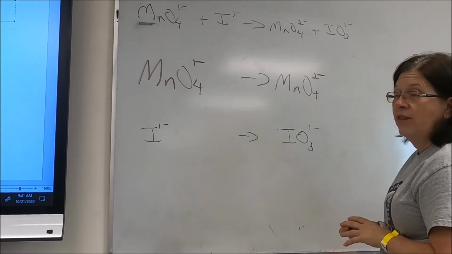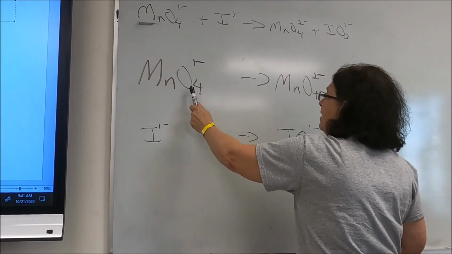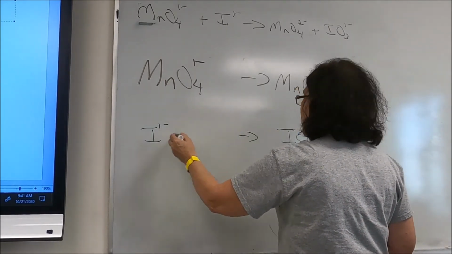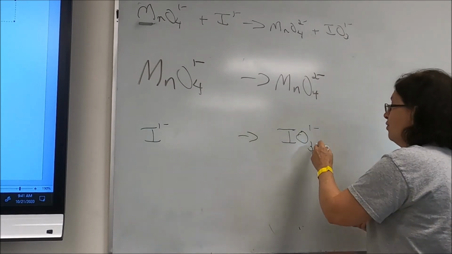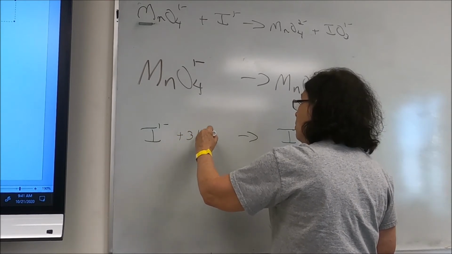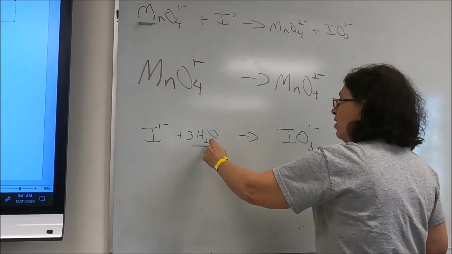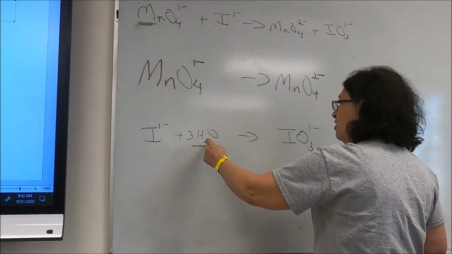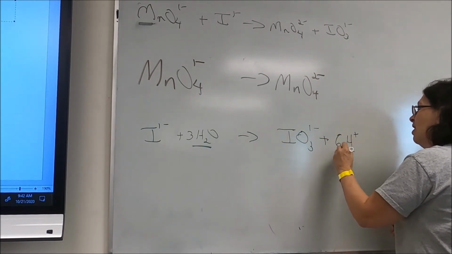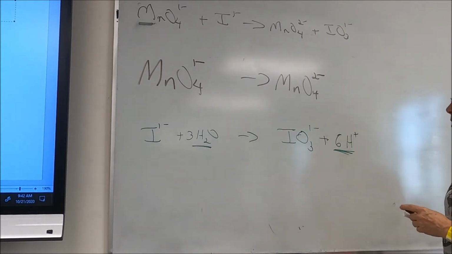Okay? Now, first thing I want to do is balance out elements. Well, in this top one, 1 manganese, 4 oxygens, we're good. Down here, I have 1 iodine, that's fine, but I have 3 oxygens here. So on this side, I'm going to have to add 3 waters. Okay, I added in 3 waters. Now when I added in 3 waters, that means I have 3 oxygens, but I now have 6 hydrogens, so over here, I'm going to add in 6 hydrogen ions. So I added those in. So now all my elements are balanced.